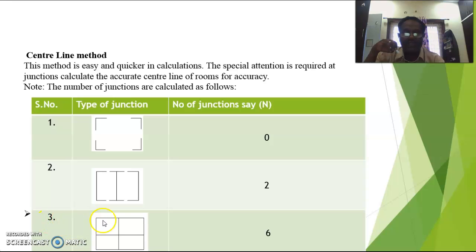Next you are coming to the third one. All rooms are in a proper way. Here the total number of junctions is 6. Why? Because 4 T's are there, means 4 junctions. Here is a plus, means 1 T here, 1 T here. So the total number of junctions is 6.